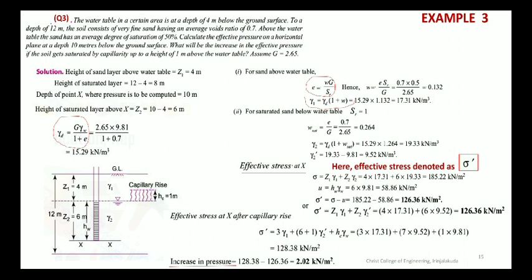So there is an increase in the effective stress. How much is the increase in pressure? Just find the difference. Increase in pressure is equal to the new value minus the previous value, 128.38 minus 126.36 kilonewton per meter square. So you'll get the final answer as 2.02 kilonewton per meter square.